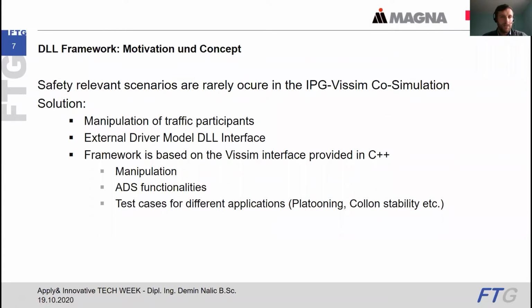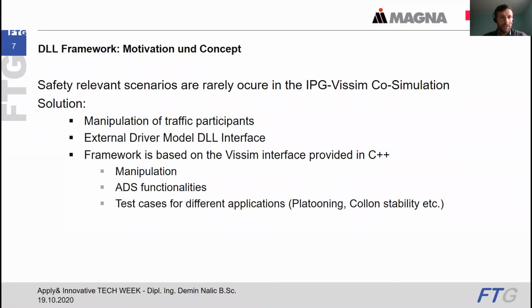So the second framework we developed is the DLL framework for the DSTM. This framework is created to increase the number of safety relevant scenarios which can be detected in the co-simulation procedure. The reason why we need it is that safety relevant scenarios are rarely occurring in the IPG Vissim co-simulation. The solution was to manipulate traffic participants in the surrounding area of the ego vehicle.